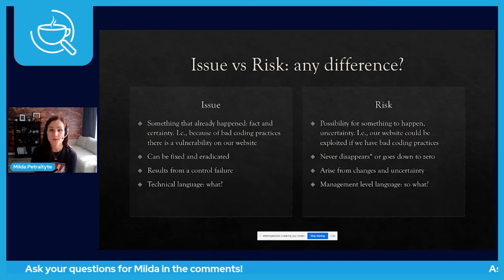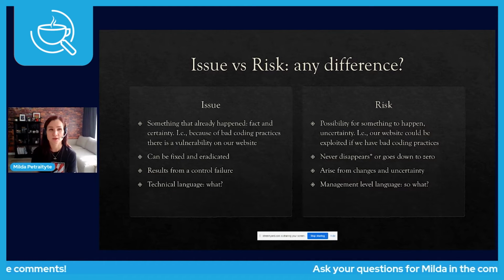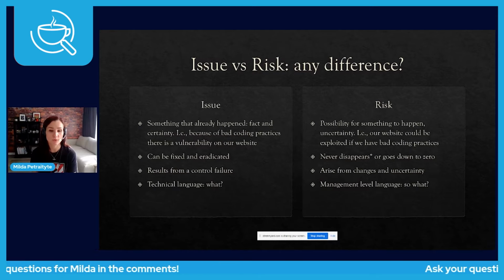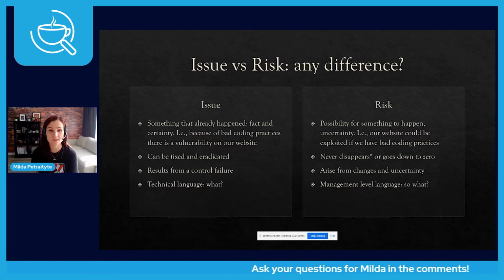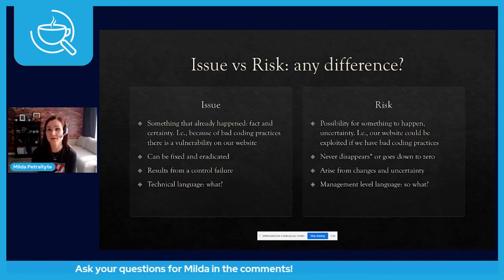So I put a star next to "never disappears", because there is a certain time when it can disappear, only when we remove the asset. When we spoke about vulnerabilities, I mentioned we always will have vulnerabilities as long as we have assets. But if we remove an asset, the vulnerability of that asset disappears, which means that there won't be a risk anymore.